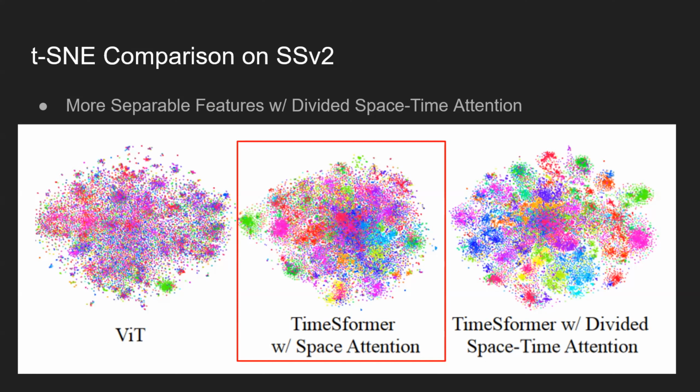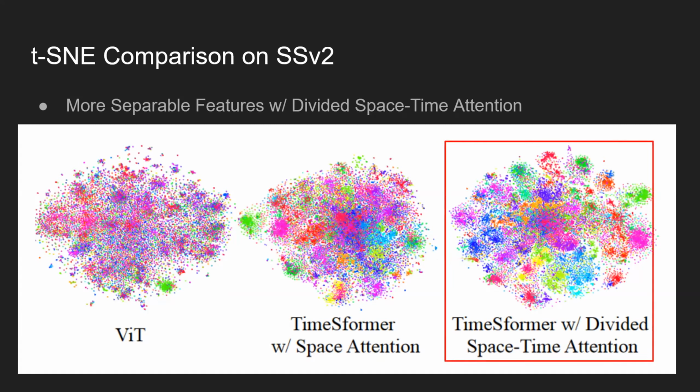Then with Timesformer with space-time attention, we can see that the clustering is quite improved, particularly in these regions here. We can see it here. Then with divided space-time attention, the features are even more well separated, and we can see a good representation in these areas amongst some others.